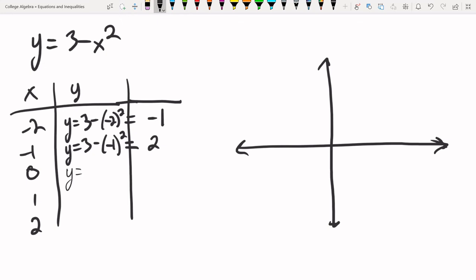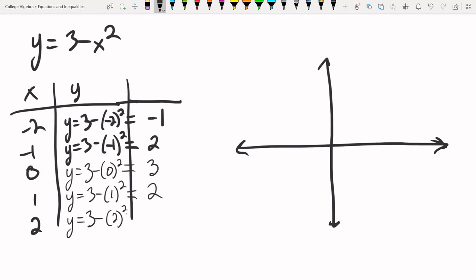y = 3 - 0². 0 squared is 0. 3 minus 0 is 3, so we get 3. y = 3 - 1². 1 squared is 1. 3 minus 1 is 2. And finally, y = 3 - 2². 2 squared is 4. 3 minus 4 is -1.